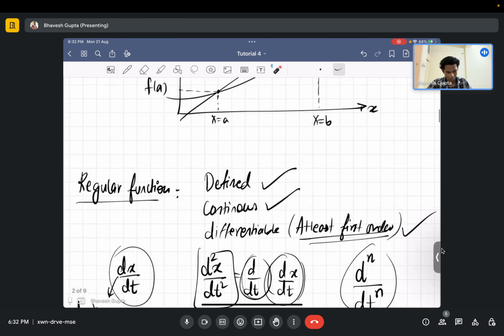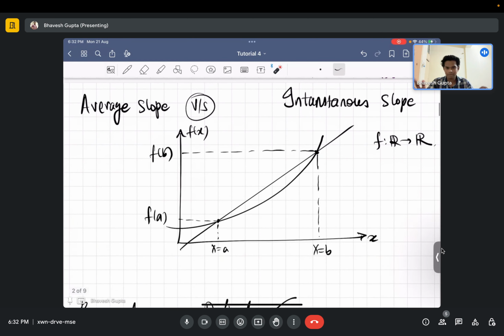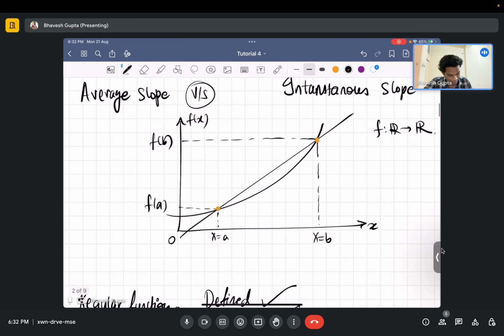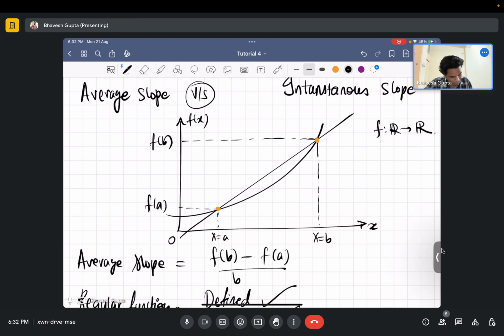So when someone talks about a regular function, this idea should be in your head. Over here I've just taken a regular function, and I'm trying to calculate an average slope. Basically this is your initial point and final point, and I'll write what we mean by an average slope here. So the average slope turns out to be f of b minus f of a over b minus a.